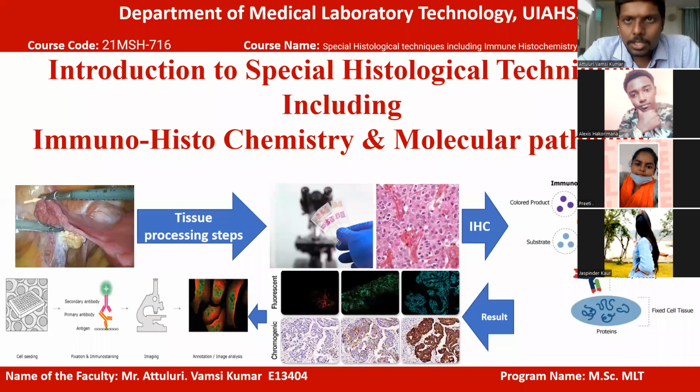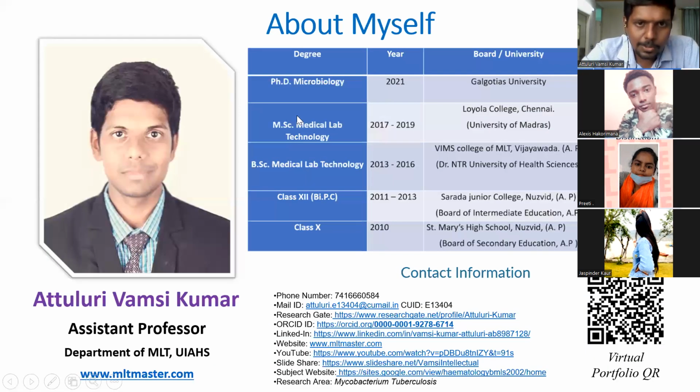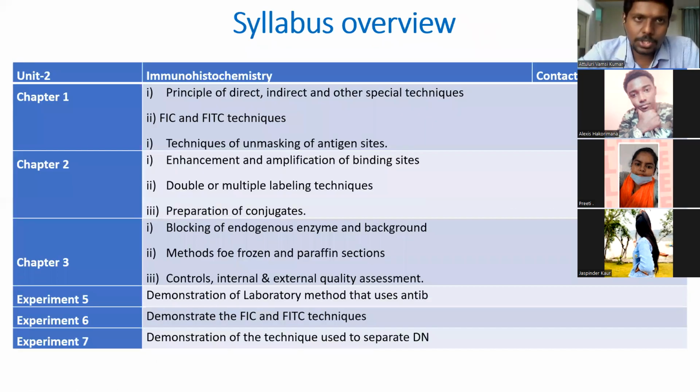The subject is histological techniques, including immunohistochemistry and molecular pathology, and the subject code is 21 MSH. Currently we are in unit 2. We bypassed unit 1; we will discuss it soon. According to unit 2, we have all the core immunohistochemistry techniques like fixation, antigen retrieval, blocking of endogenous enzymes, blocking of non-specific sites, then staining with the help of primary and secondary antibodies, and there are different methods of staining procedures. All these things are discussed in unit 2, which is immunohistochemistry.